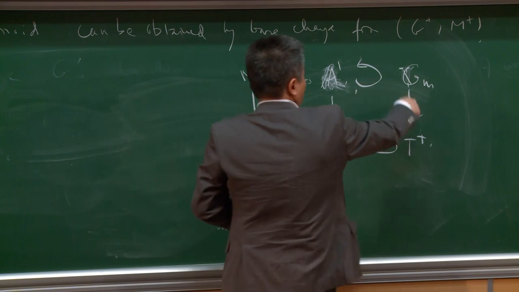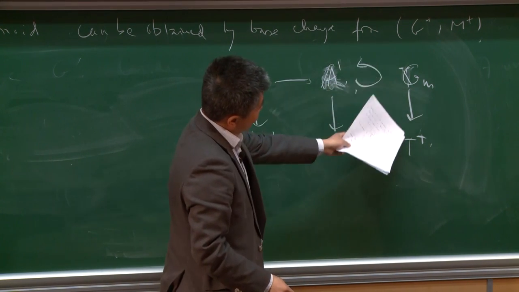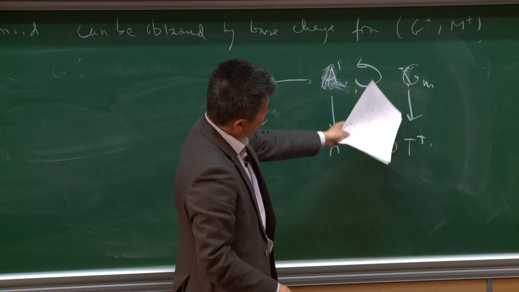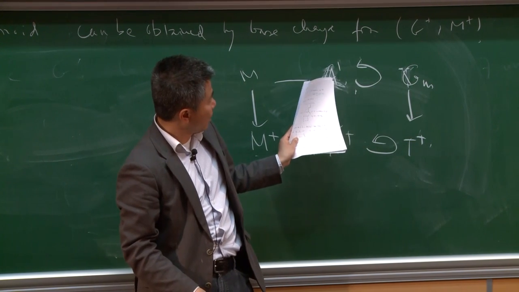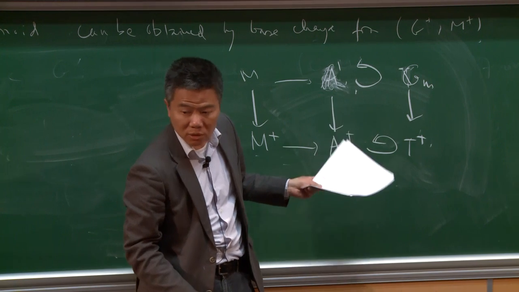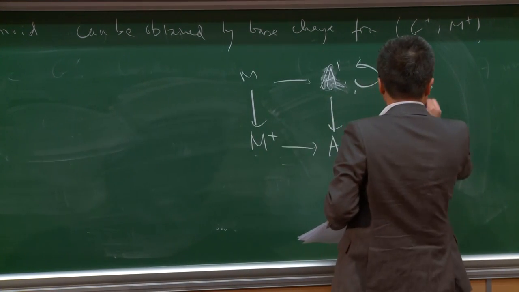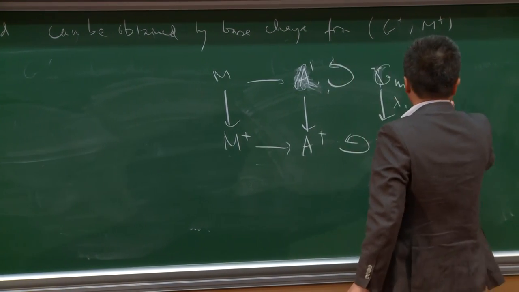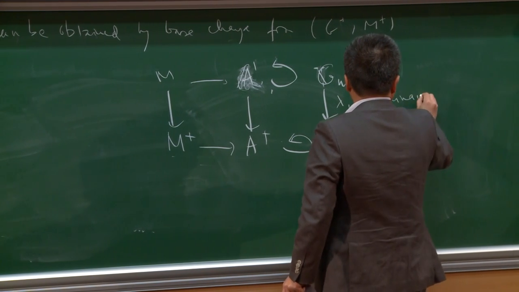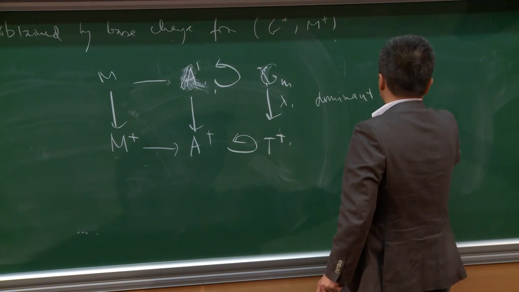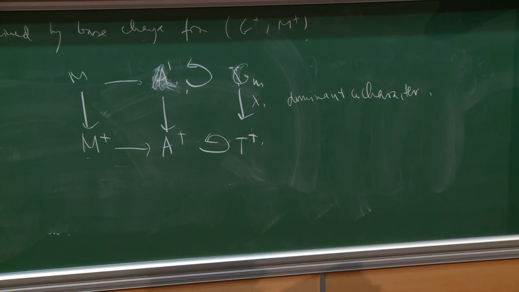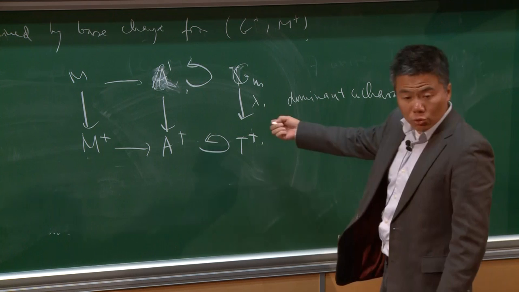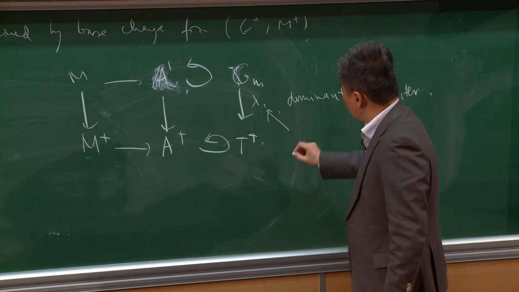And just see that GM has to be now just a co-character of T plus. And to further extend to A1, it just means the dominant. So this is some lambda dominant co-character. And it's quite obvious which one you want to choose. You want to choose this one to be the highest weight.